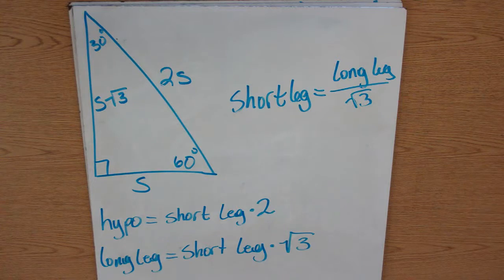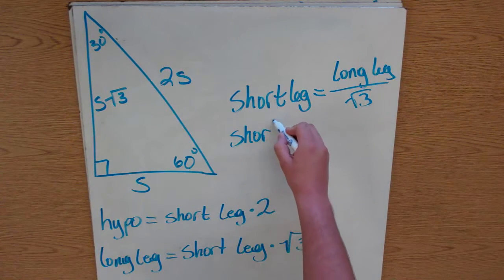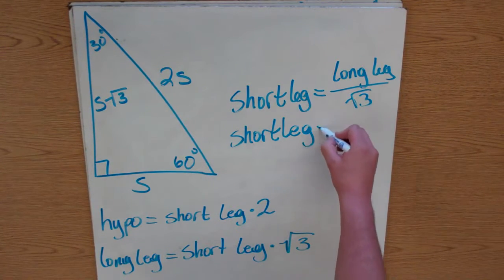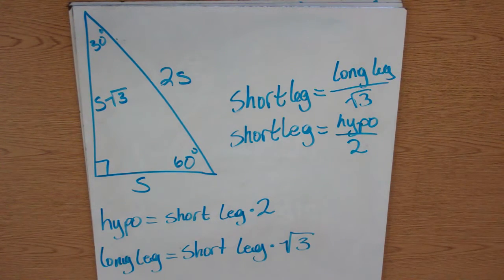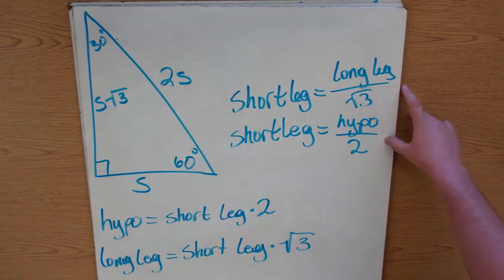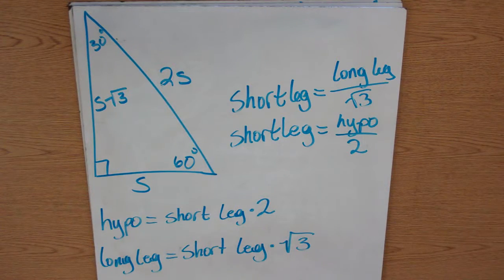But if you notice, everything comes back to that short leg. All three of these formulas have the short leg in it. So if you're not given the short leg, the first thing you need to do is find the short leg. The short leg also equals half of the hypotenuse. Short leg also equals the hypotenuse divided by 2. Both of these formulas will give you the short leg: hypotenuse divided by 2 or the long leg divided by the square root of 3. Let's work a problem.